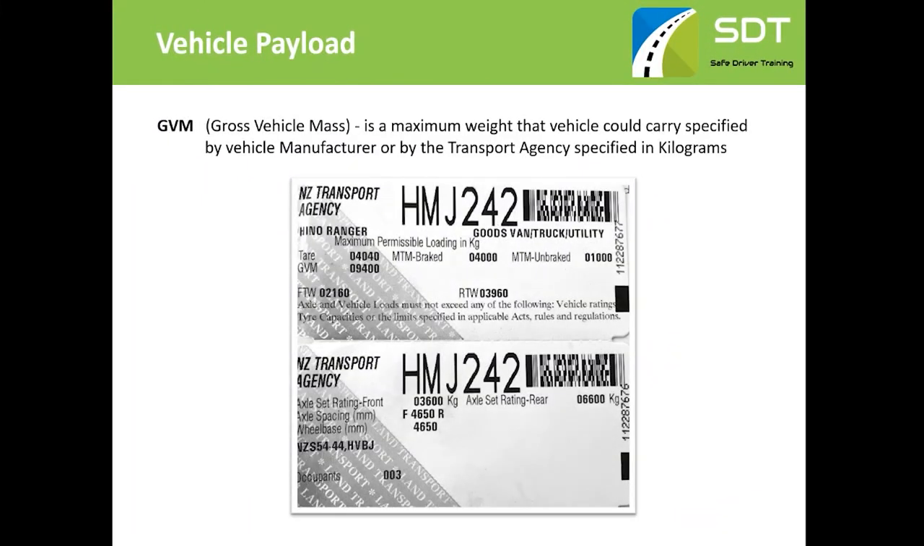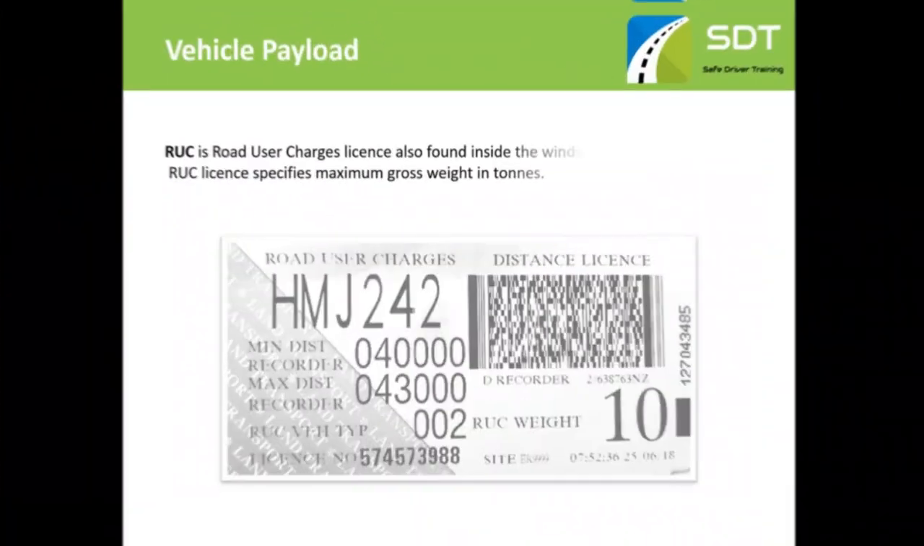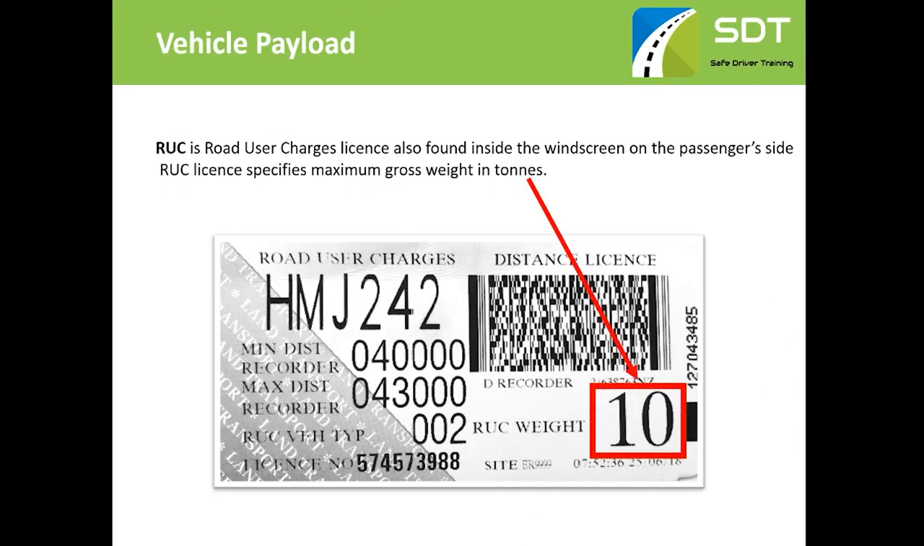To find out the total gross weight of the truck, first of all, we need to understand the GVM, RUC, and maximum axle weights. GVM stands for gross vehicle mass. It is the maximum weight that the vehicle could carry, specified by the vehicle manufacturer or by the transport agency, in kilograms. GVM can be found on the certificate of loading inside your truck on the passenger side. RUC stands for road user charges. The RUC license specifies the maximum gross weight in tons, also found on the inside of your windscreen on the passenger side.